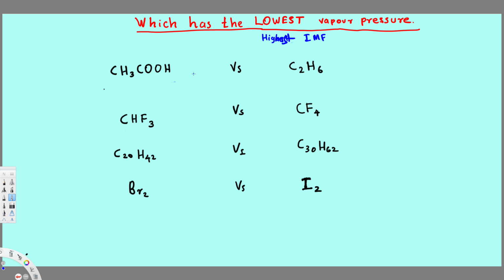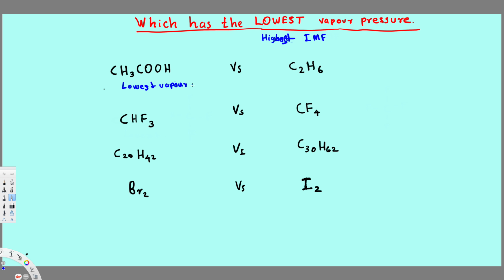Whenever we have something with hydrogen bonding, that one is going to have the highest intermolecular force, right? So here we have to look at which one has hydrogen bonding, and the first one has hydrogen bonding, because the oxygen is combined with the hydrogen. So this one is definitely going to have the highest intermolecular force, and therefore the lowest vapor pressure.